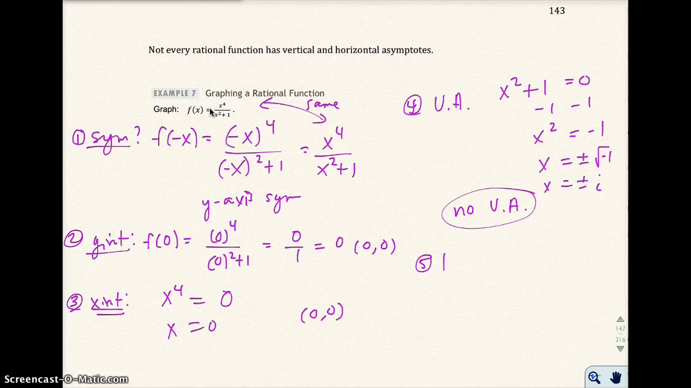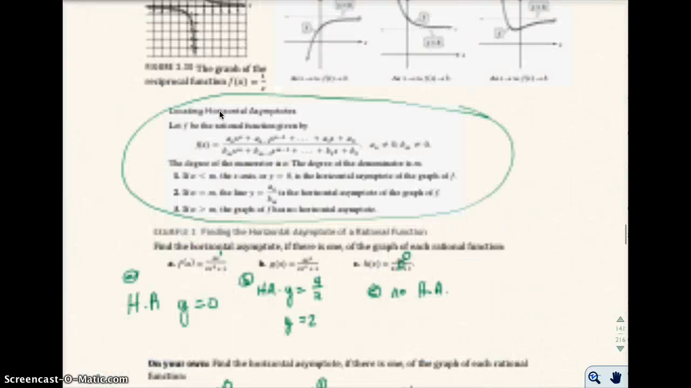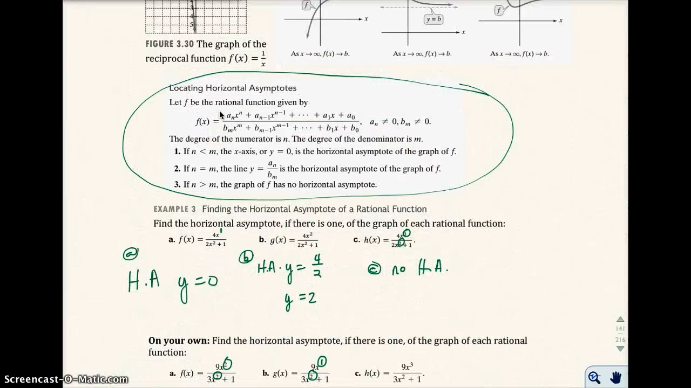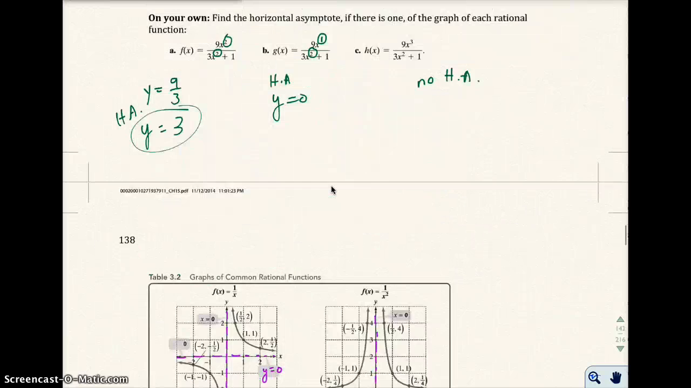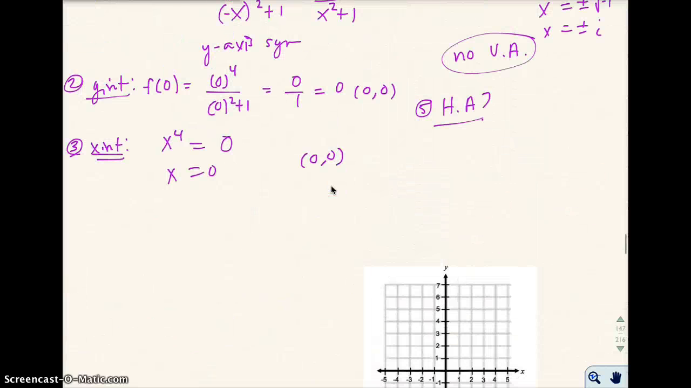And then the horizontal asymptote. We look at the degrees of the numerator and denominator, 4 over 2. Let's go back to this table here. Right there it is: if the top degree is greater than the bottom degree, there's no horizontal asymptote. So since 4 is greater than 2, we have no horizontal asymptote here.